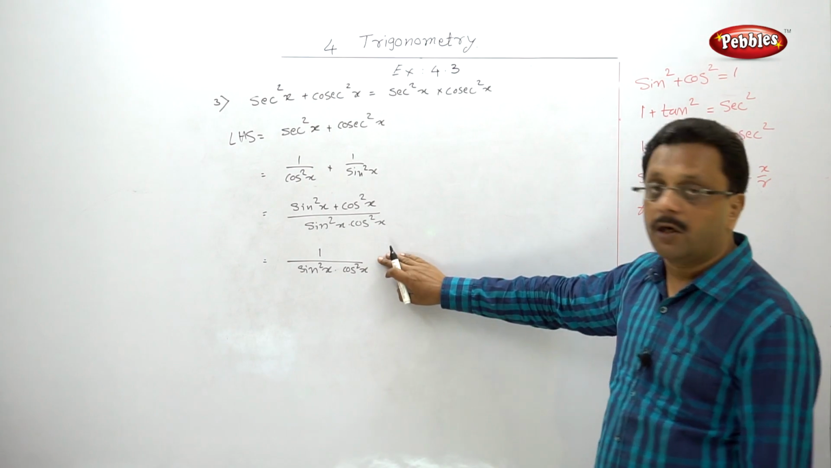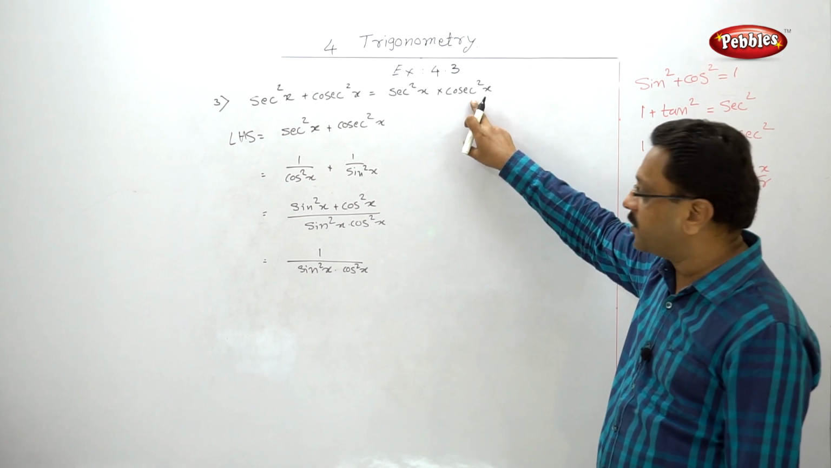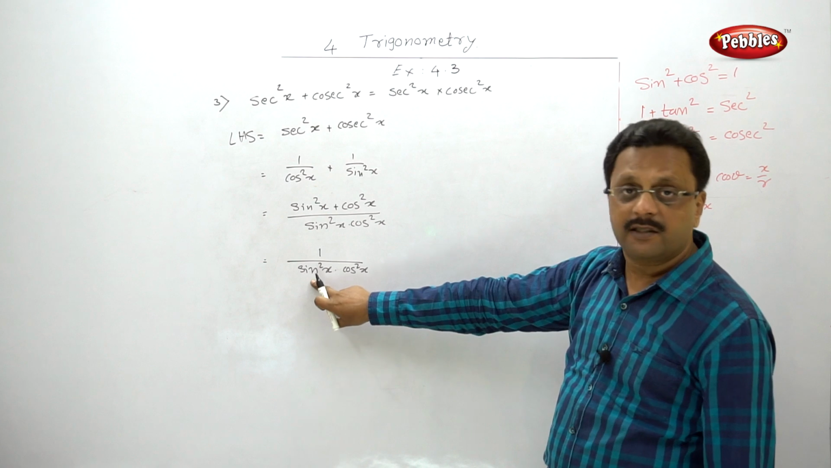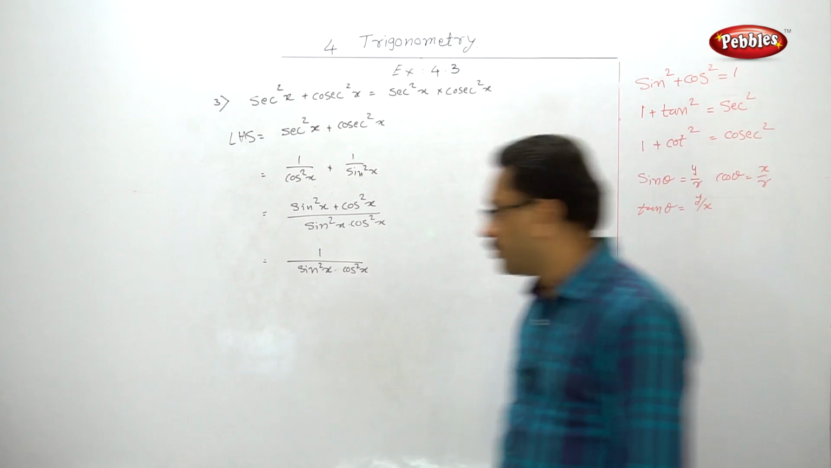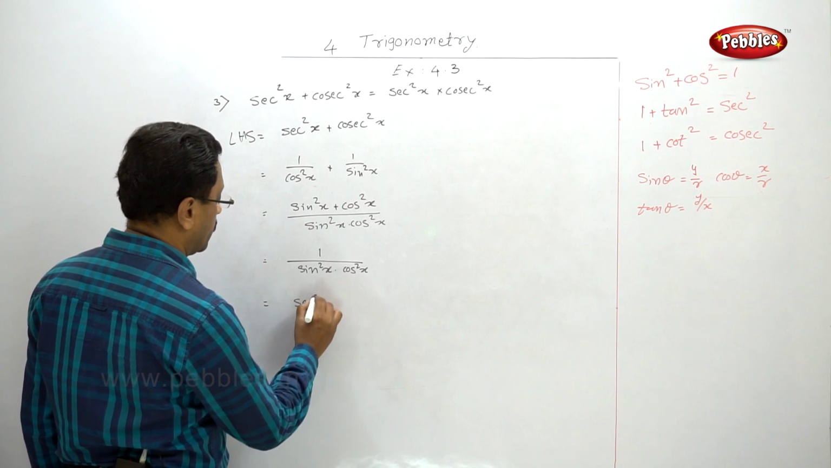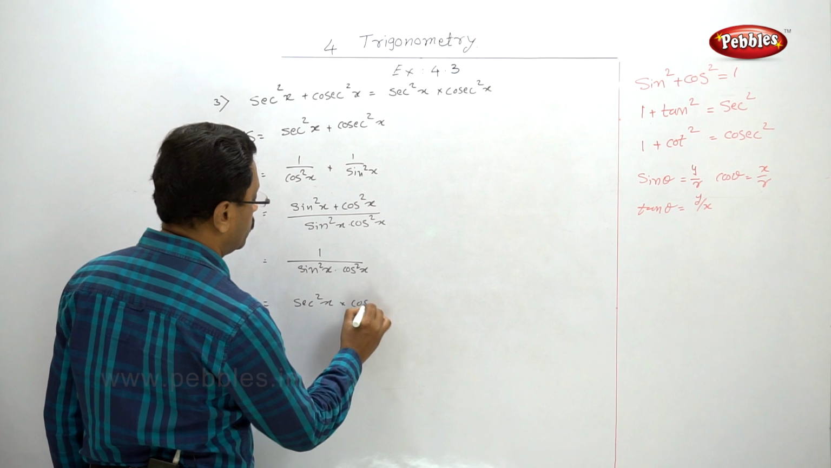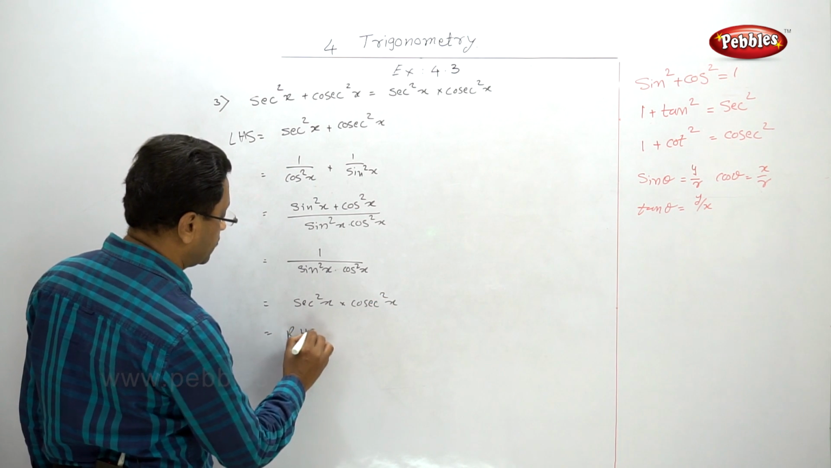So from here we got this, and what we want is sec square and cosec square. So 1 upon sine square x is cosec square x and 1 upon cos square x is sec square x. So from here we have sec square x into cosec square x, which is equal to the right hand side.